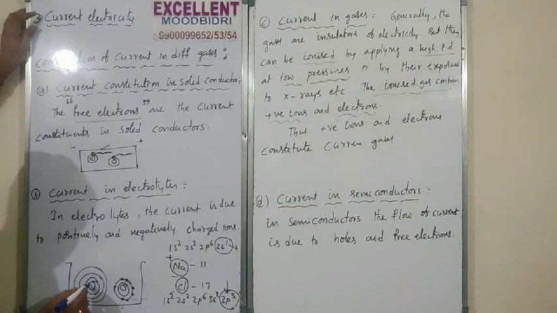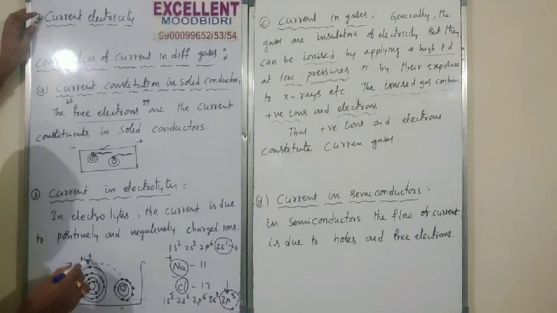So this is the 2s2, 2p6, 3s1. One extra electron will be there. This electron can move from here to here. That is why Na+ can form.